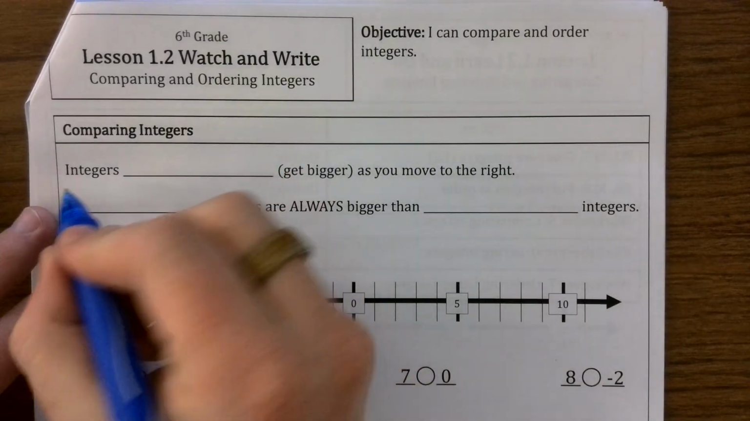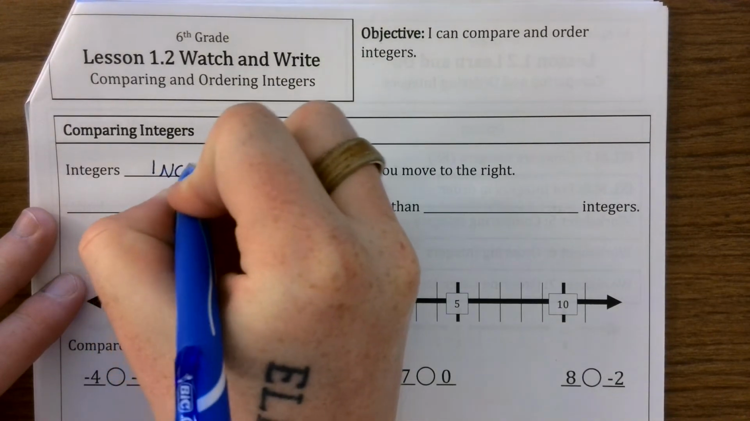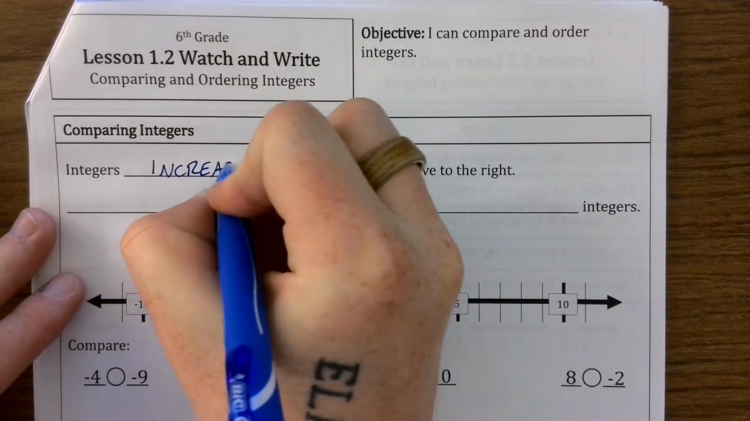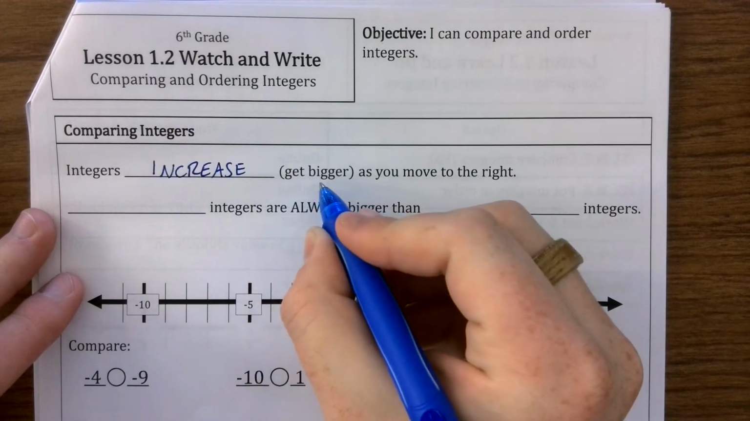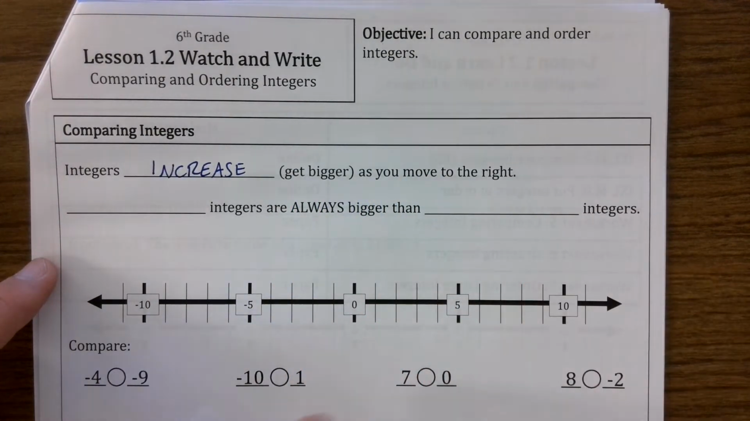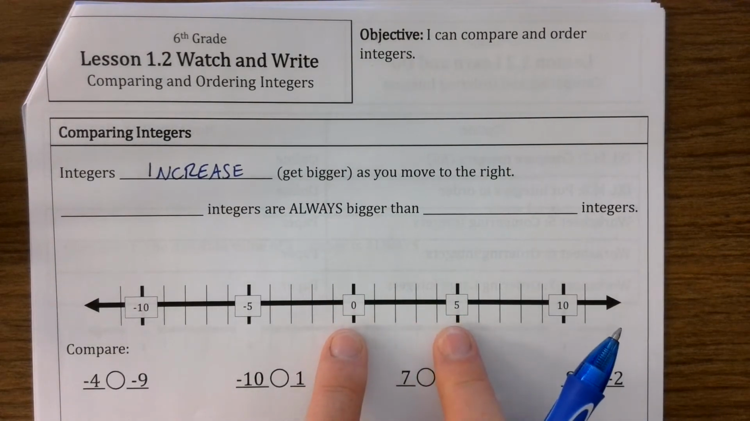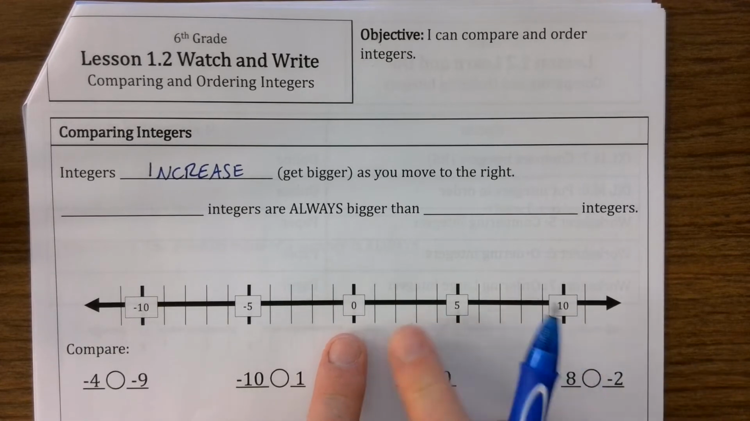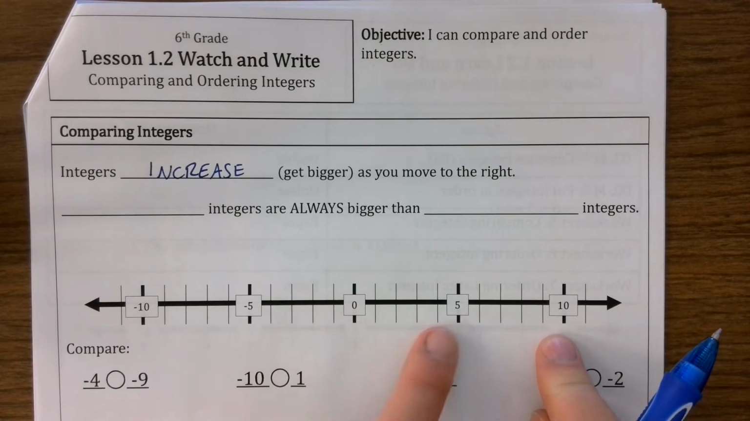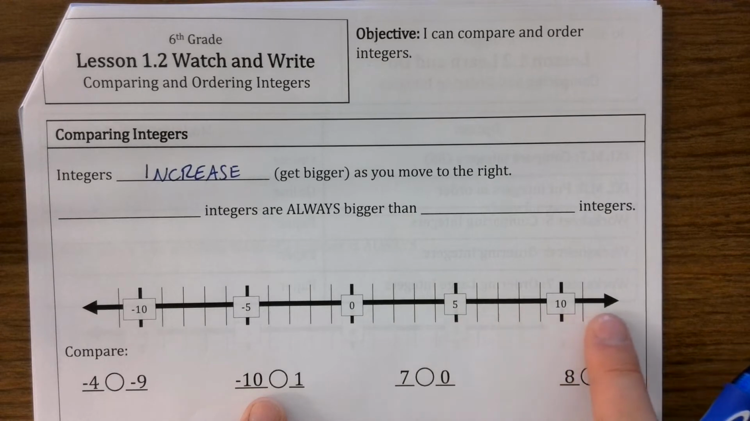All right, so integers increase, which means they get bigger as you move to the right. So if we start at 0, I know that 5 is bigger than 0, and 5 is to the right of 0. 10 is bigger than 5 and 0, and 10 is to the right of both. So as we move to the right on our number line, our numbers are getting bigger.